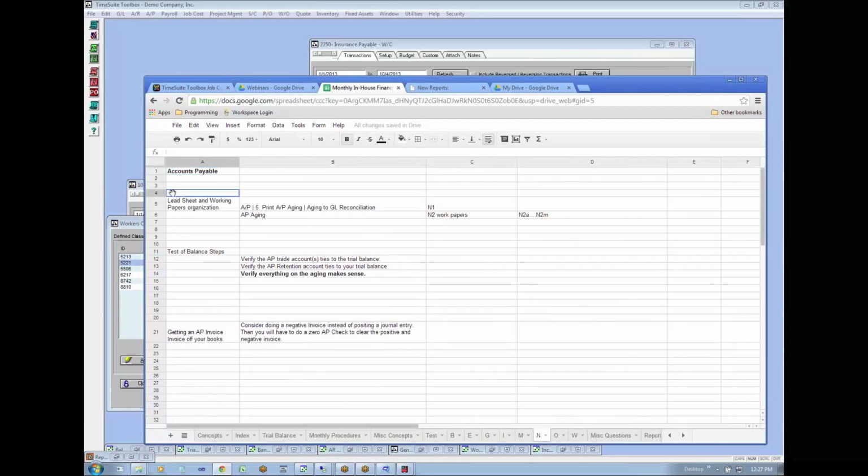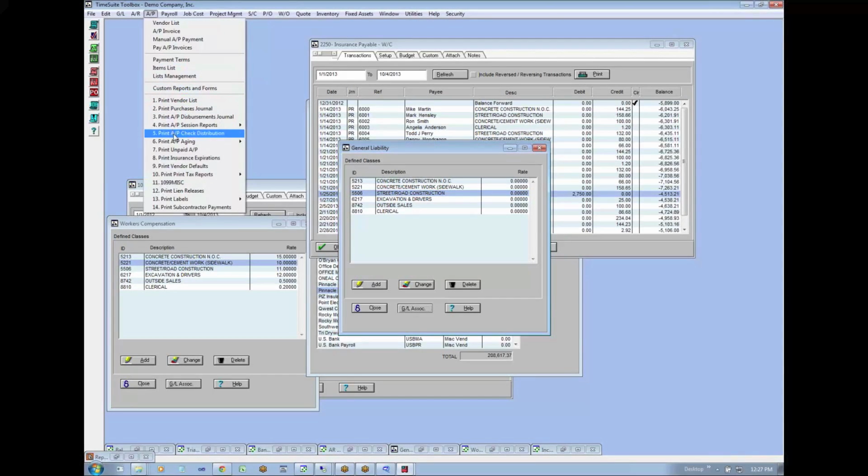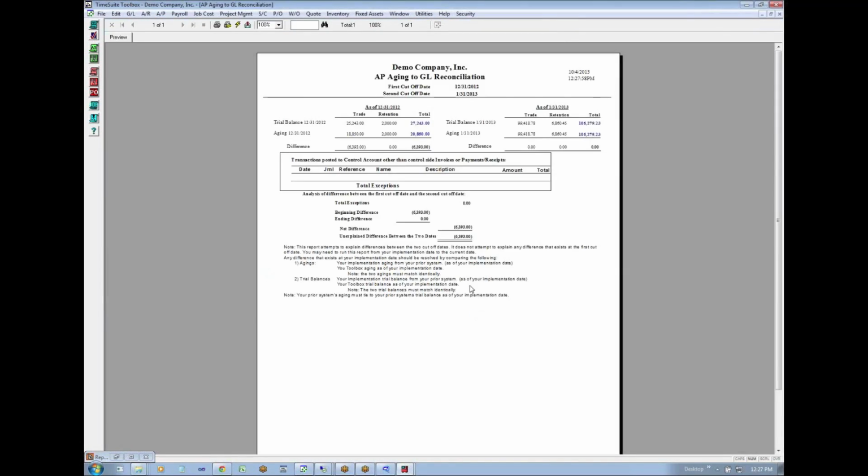The next concept would be accounts payable. We have a lead sheet and working papers organization for accounts payable. Here's your aging to GL reconciliation we talked about before. Let's run it again for accounts payable. Print AP aging. We go to aging to GL reconciliation. This is exactly the same report like we mentioned before, so you do have to pick AP, and then you say 12/31/2012, the end of the previous fiscal year end, and then the end of the month that we're tying out. And then we're looking for this to be a zero balance all the way across.